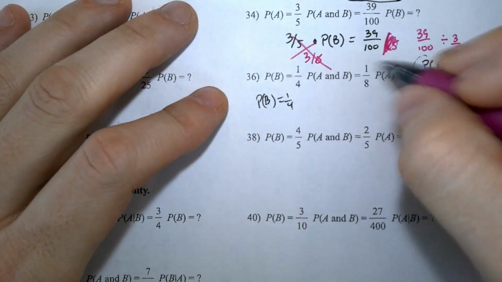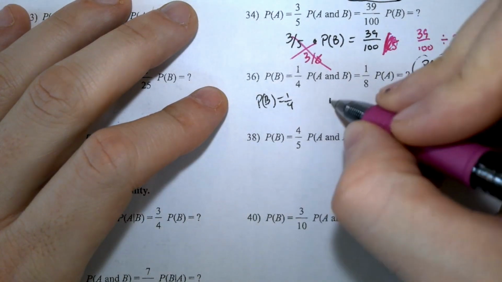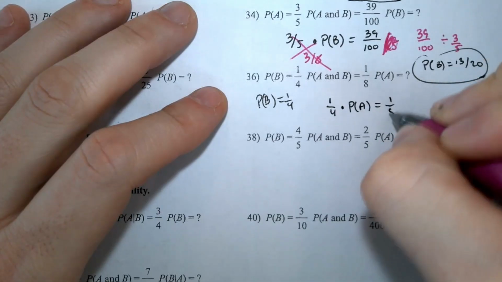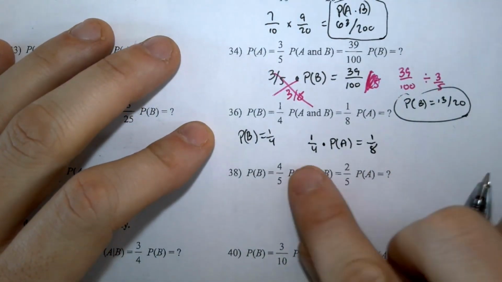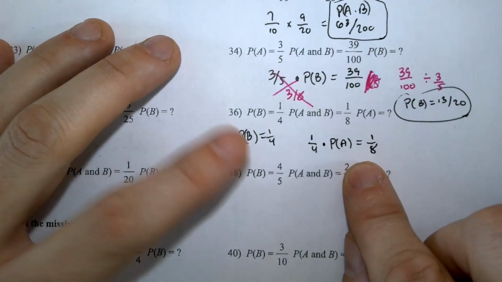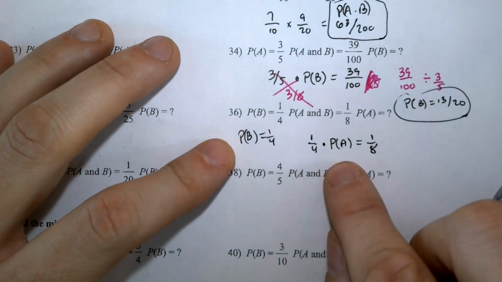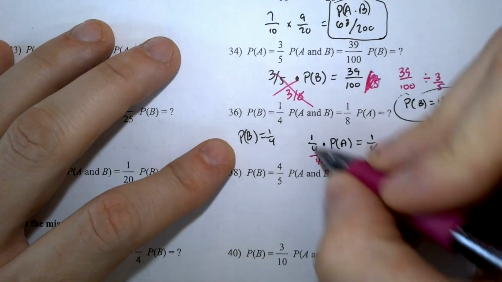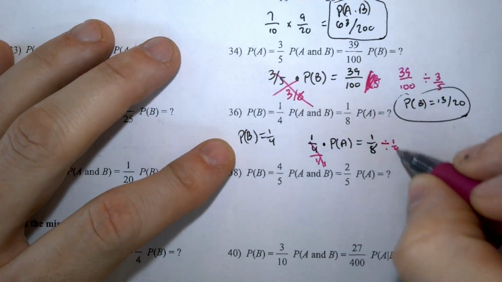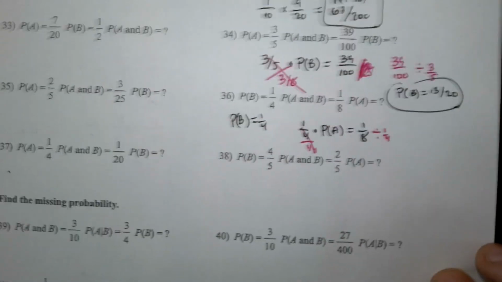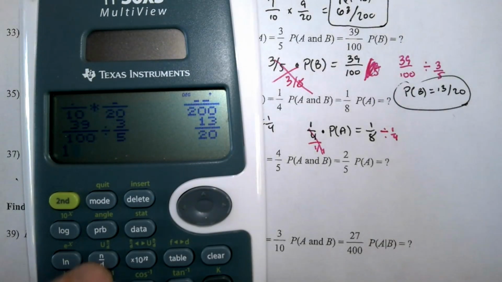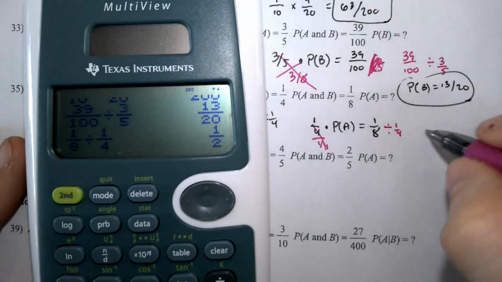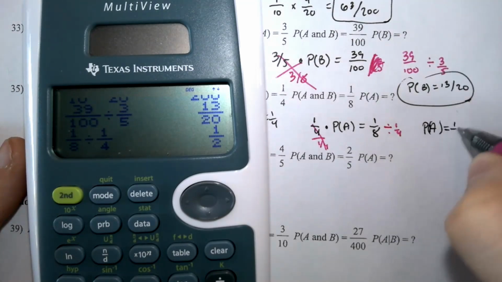Probability of A and B is 1 out of 8. So we have to do 1/4 times probability of A would equal 1/8. Why? Because probability of A times probability of B equals probability of A and B. So these two things are multiplied together, but in order to get rid of the 1/4, we have to divide by 1/4 to cancel it out. So I have to divide by 1/4 on this side. If I do 1 over 8 divided by 1 over 4, I get 1/2. So the probability of A is 1/2.